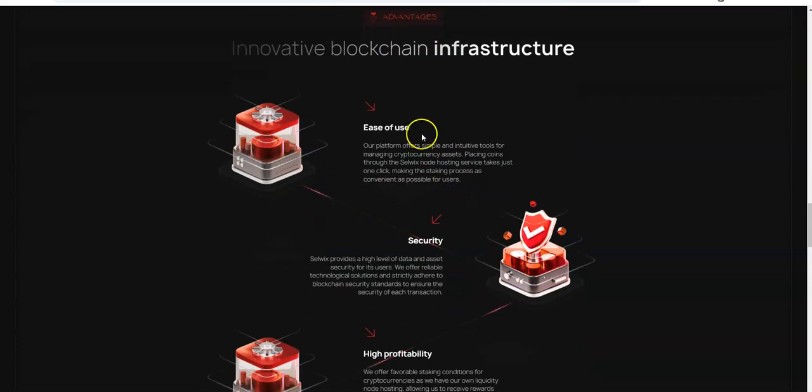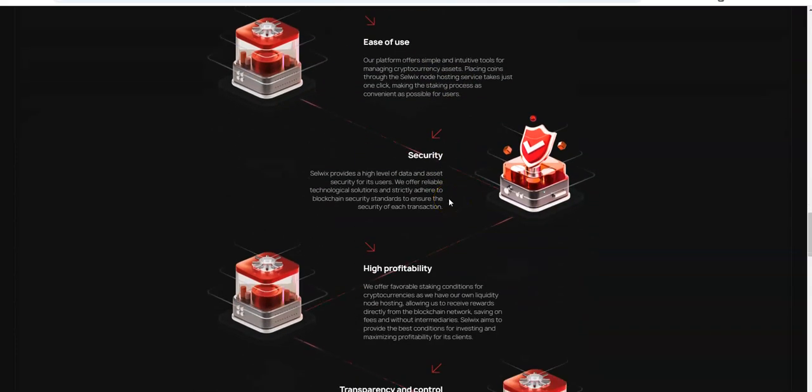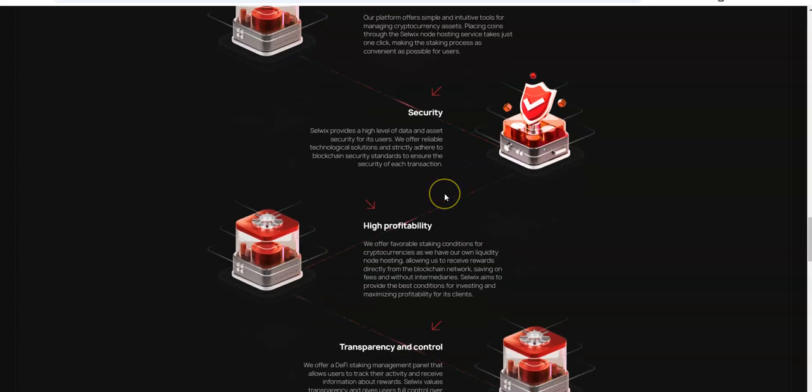Blockchain infrastructure: they say ease of use, and they have security, which they do, 2FA. High profitability. I mean, 1.5% is decent, right? You can always say you make less than that in a bank, which is true. You do make less than a bank. I'm sorry, you make more than a bank. What am I talking about? Let me rephrase that. You make more than a bank. And it's like, well, yeah, anything makes more than a bank, right?